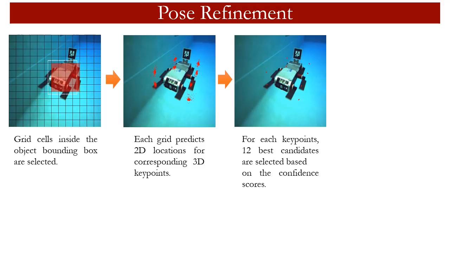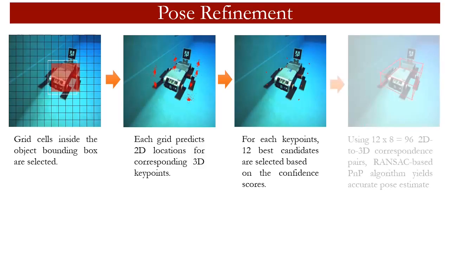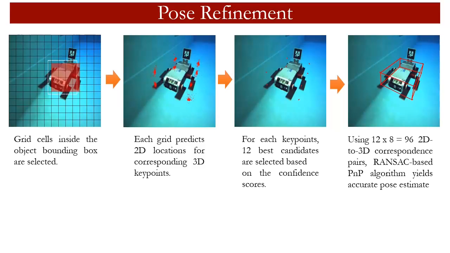Then we select the 12 most confident predictions for each 3D key point. Finally, we employ RANSAC-based PnP on these 96 2D to 3D correspondence pairs between the image key points and object's 3D model to obtain a robust pose estimate.